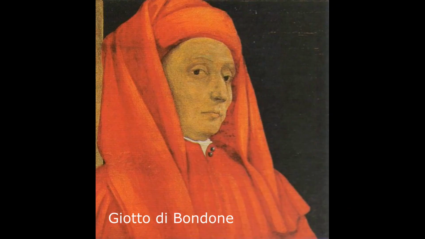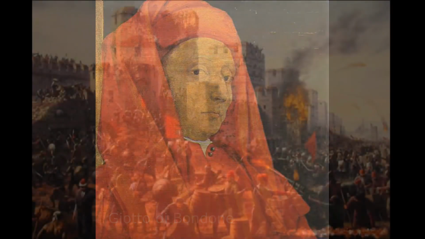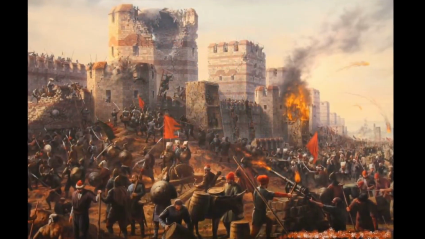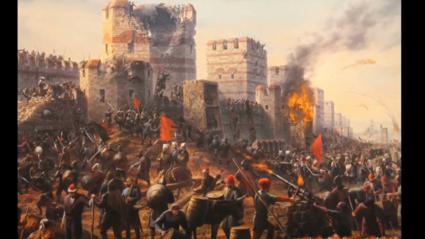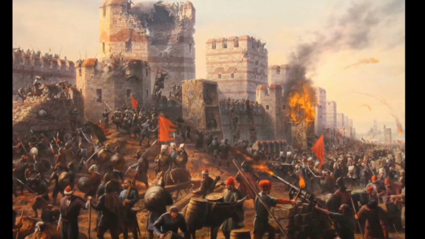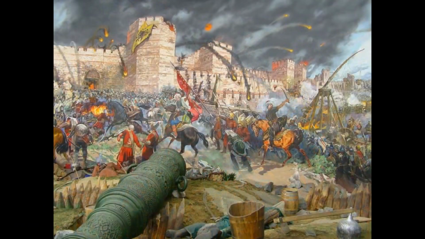With him begins what we are used to calling art. In 1453, Constantinople fell under the onslaught of the Ottoman Turks. And from there, streams of refugees poured into Europe, mostly into Italy, bringing with them what medieval Europe had lost.